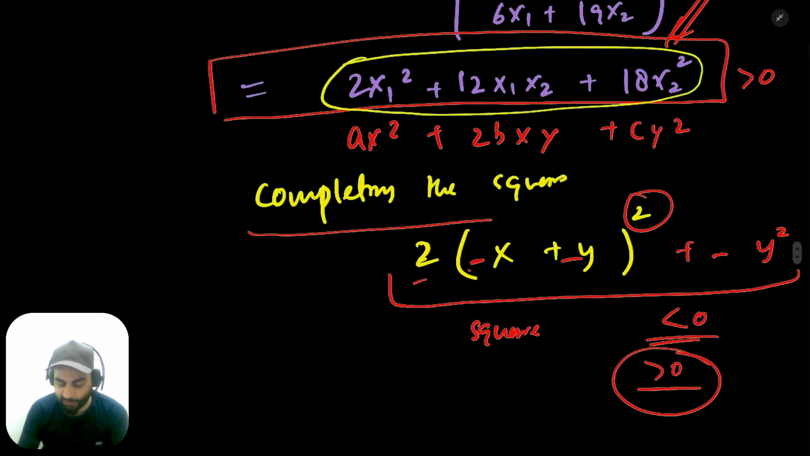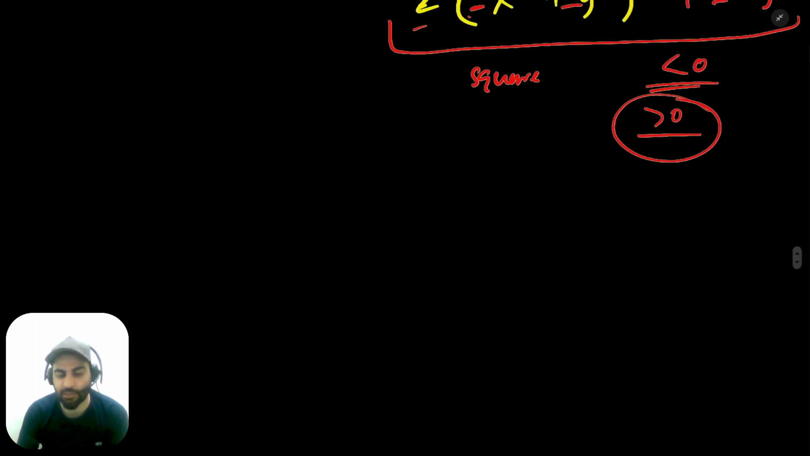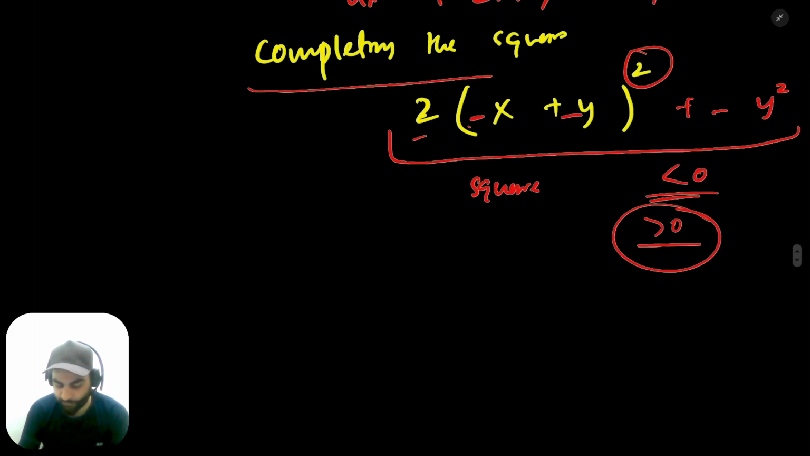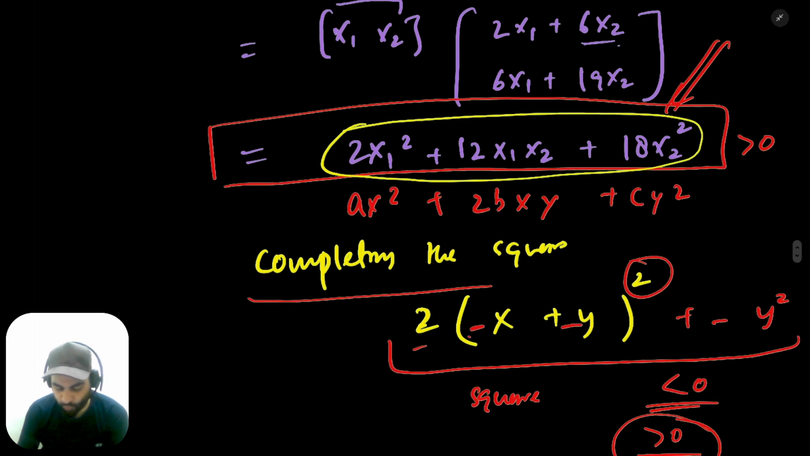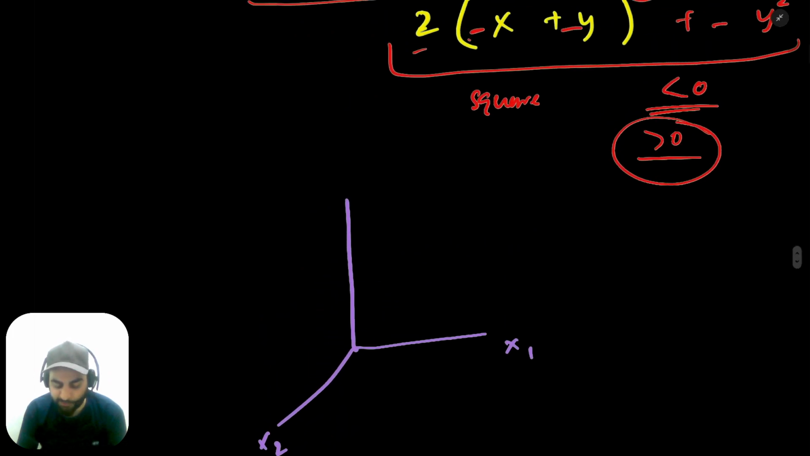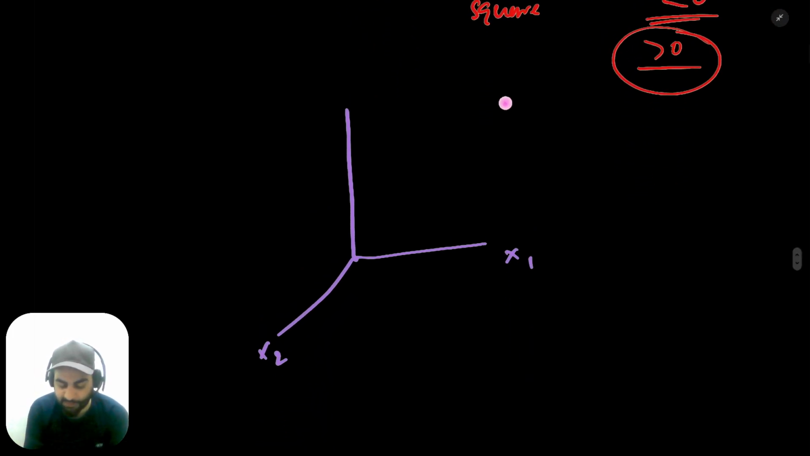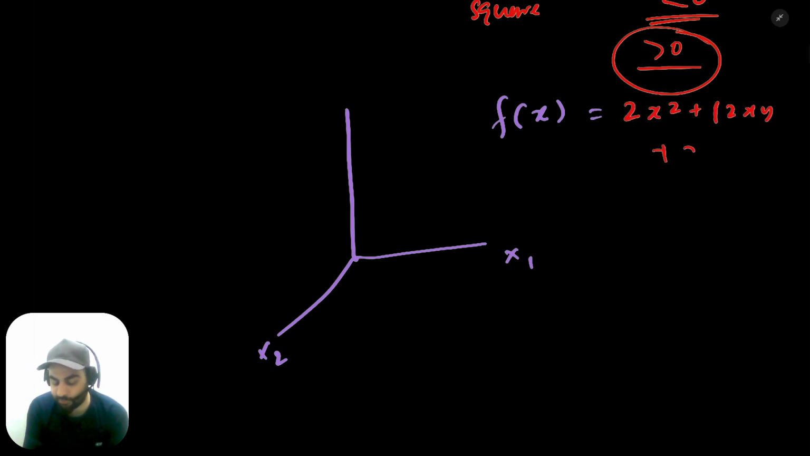Okay, so if I have to draw the graph of this, there are x squares and y squares, if you see. If I have to draw the graph, that graph will look something like this. So I have my x1 and I have my x2, and I'll draw some graph. Let's suppose that f of x is equal to 2x square plus 12xy plus 20y square. Something like this will happen.